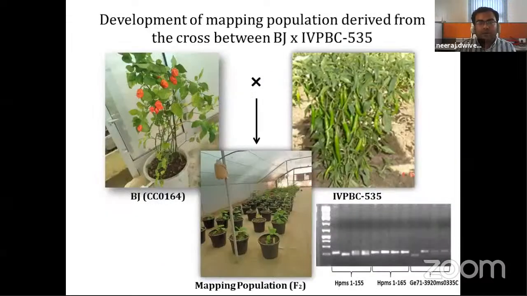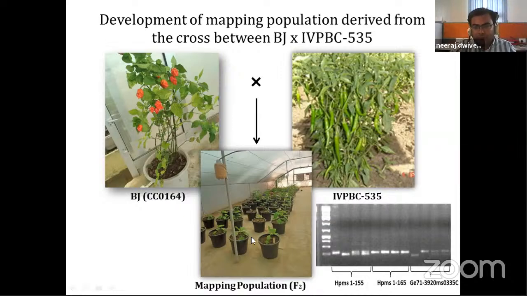So we have crossed Bujulakia, accession number CCA0164, with IB PBC 535. It is also called Kasi Shinduri. It was developed by the Indian Institute of Vegetable Research, and it has very little pungency, or you can say no pungency. We have crossed them and developed an F2 mapping population, and using microsatellite markers we have also tested hybrid purity.